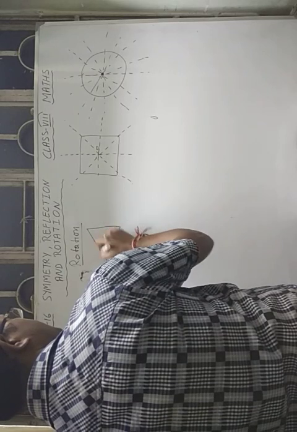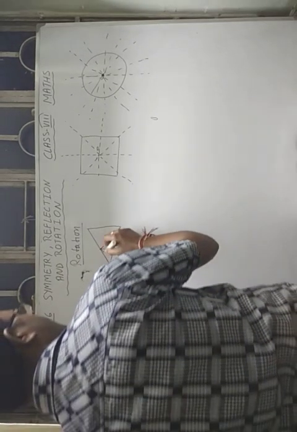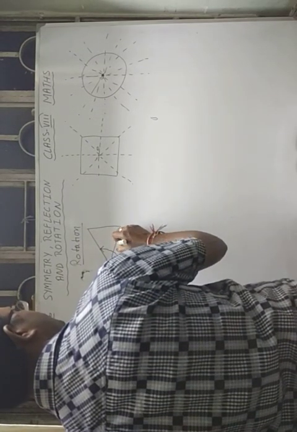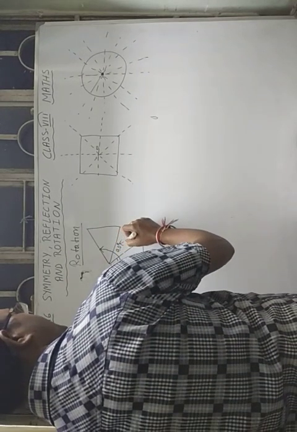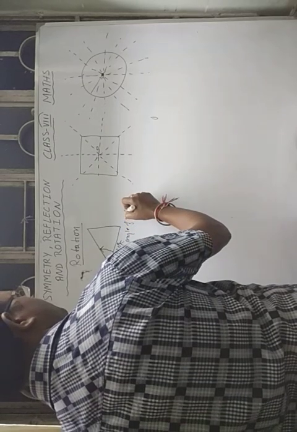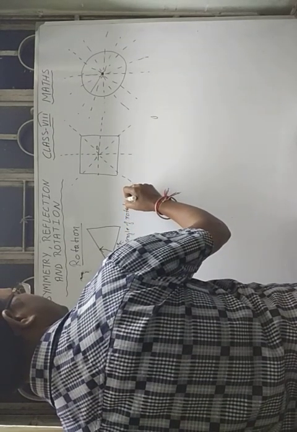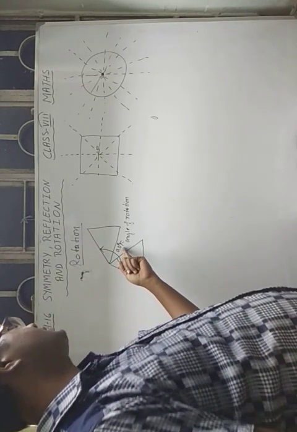So it is rotated in this angle. Okay, it is rotated in this angle. If you rotate it in the angle of 90 degrees, that means the 90 degree is called the angle of rotation. This is called angle of rotation. Okay, so angle of rotation of this is 90 degrees.